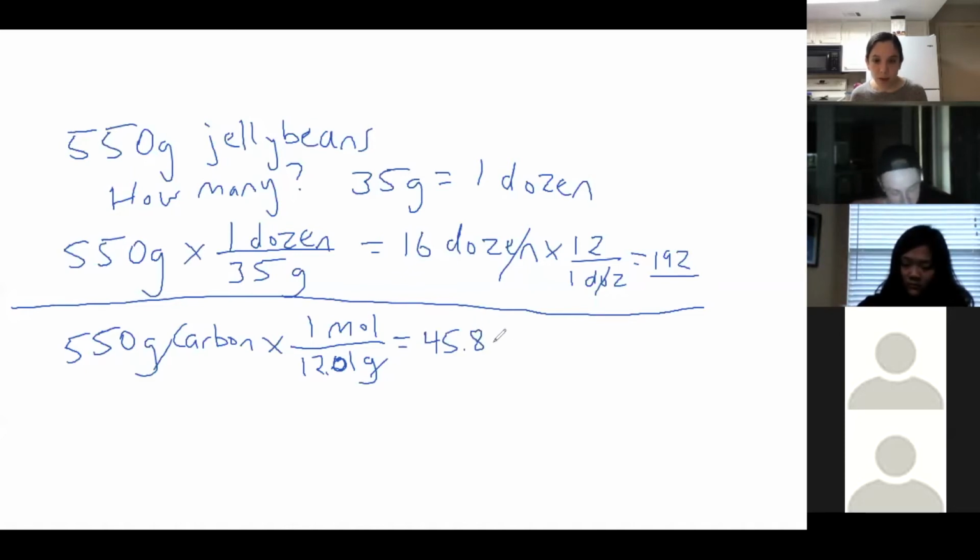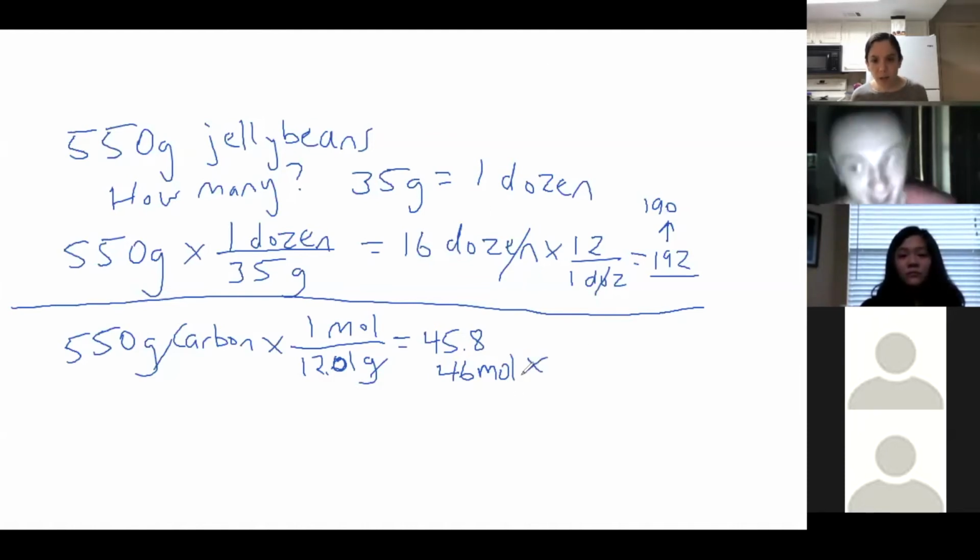Now with sig figs, that should be 46, because this gives us 2 sig figs right here. And actually, same thing up here. This actually should be 190, because this only has 2 sig figs. So in both cases, you'd have 2 sig figs. So 46 moles of carbon.